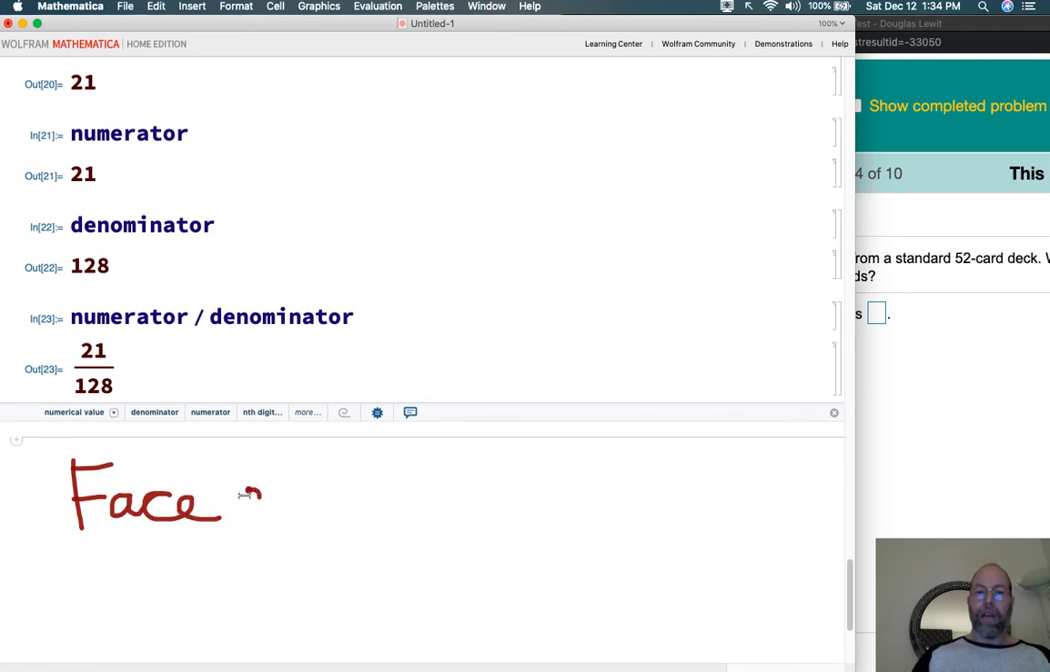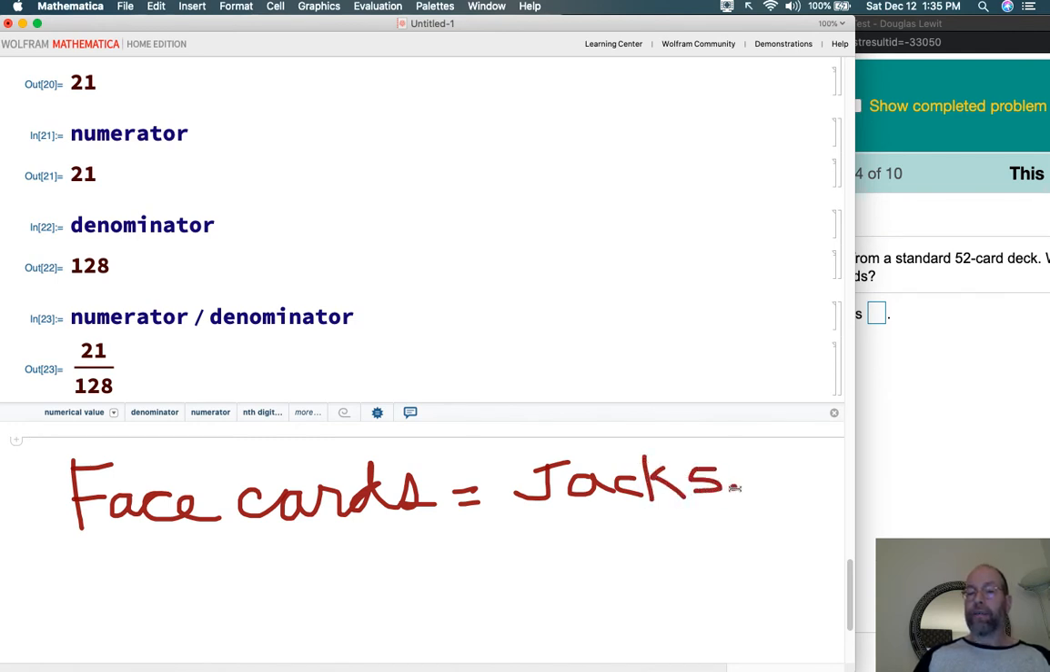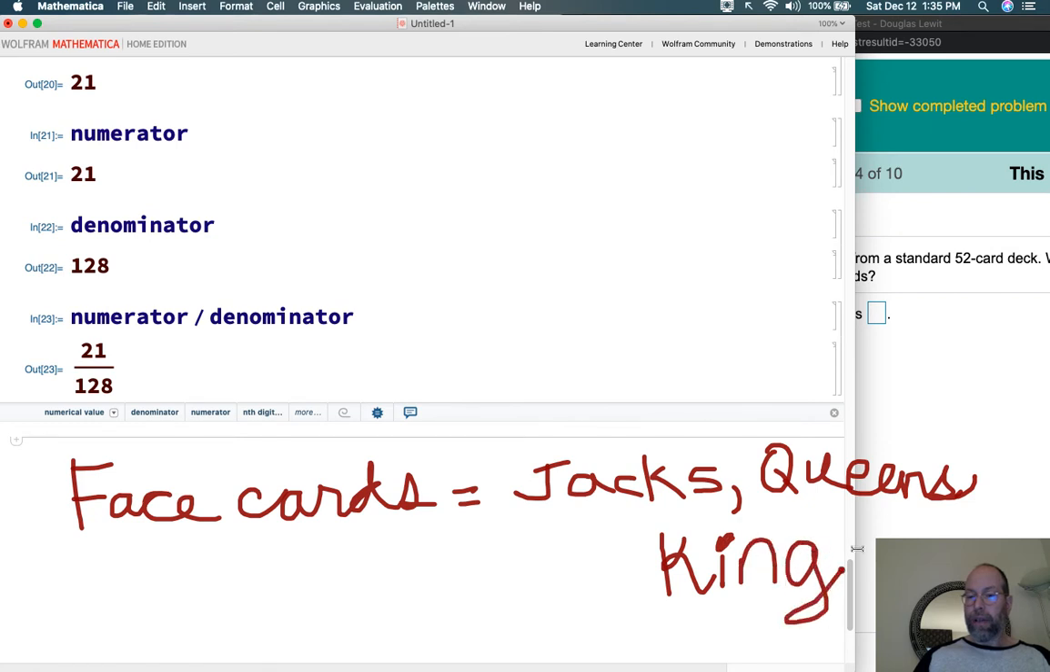If you have a deck of cards, you have 52 cards in a deck. Face cards are jacks, queens, and kings. Those are the face cards in a deck of 52 cards. Let me write this out. You have jacks, you have queens, and then you have kings, right? I'm just going to write this down.